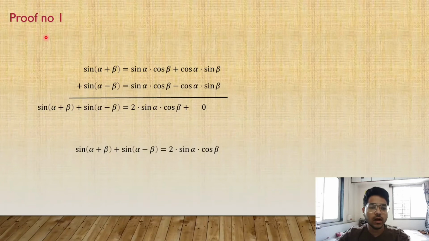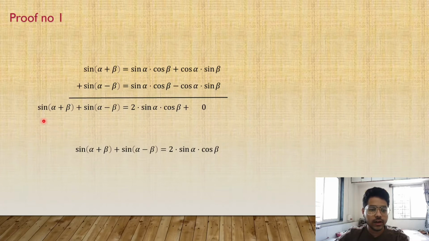Now we'll be seeing how these formulas are derived. So we are considering sine of (alpha plus beta), that will be equal to sine alpha into cos of beta plus cos of alpha into sine of beta. And we'll be adding sine of (alpha minus beta), that is equal to sine of alpha into cos of beta minus cos of alpha into sine of beta.